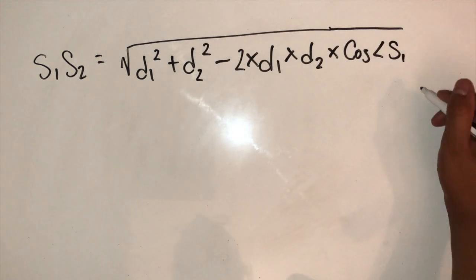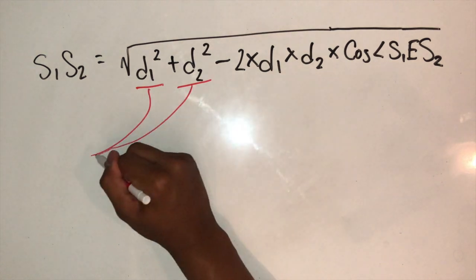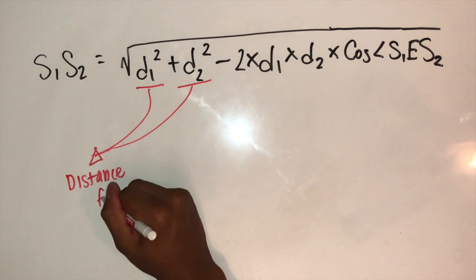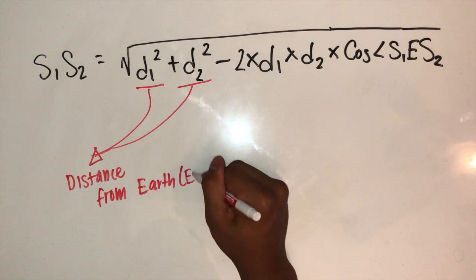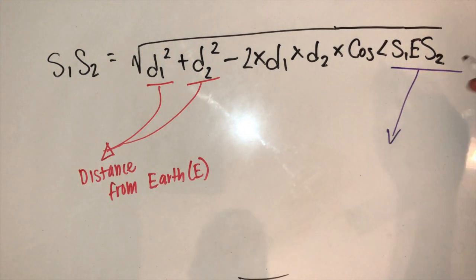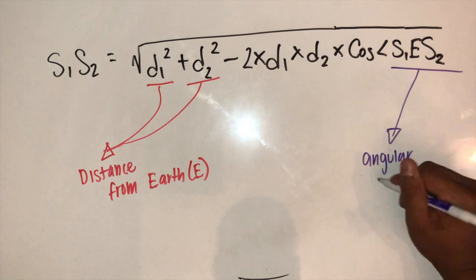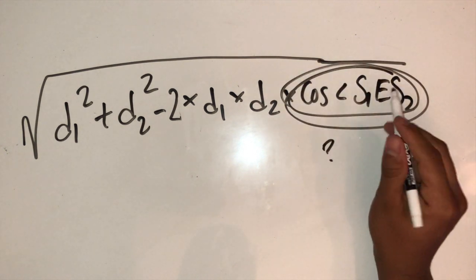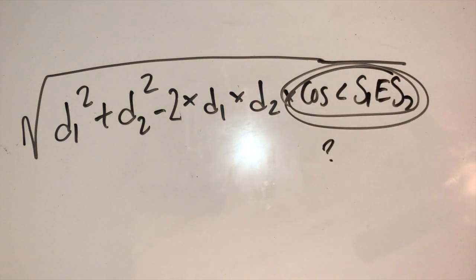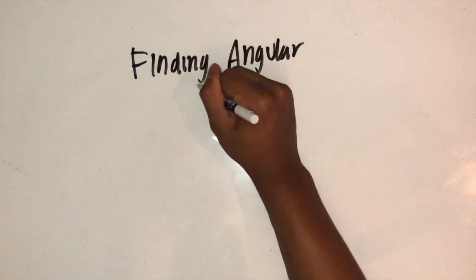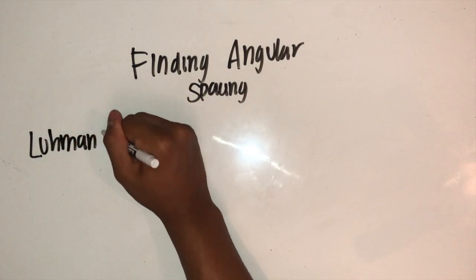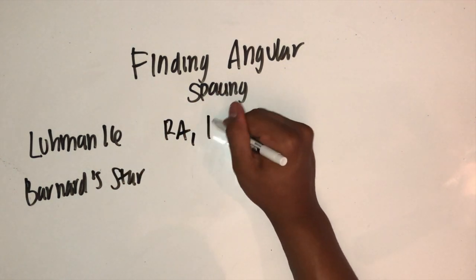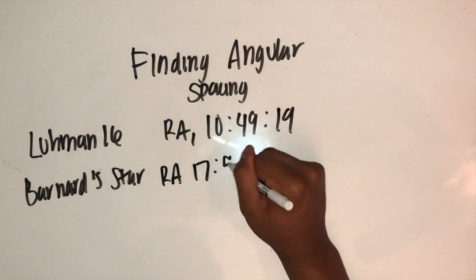We can now find the distance between both of the stars by using this formula: the square root of the first distance squared plus the second distance squared minus 2 times the first distance times the second distance times cosine of the angular spacing. So we already know how to do everything except find the cosine of angular spacing. In order to find this, we must find the angular spacing or the angular distance by plugging in the RA, which means right ascension, and the declination into a calculator because it would have taken too much time to explain how to actually do it.